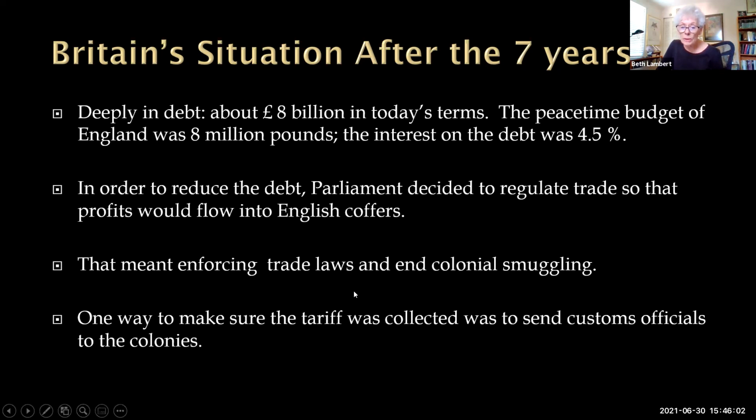One way to make sure the tariff was collected was to send customs officials to the colonies. So this is a significant cause of irritating the colonists. As we said earlier, it had been a system of benign neglect. No one was paying too much attention to what was going on. After this war, England decided they had to do something about getting some money.